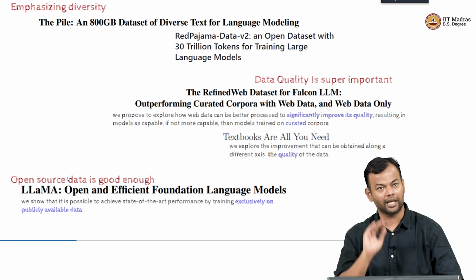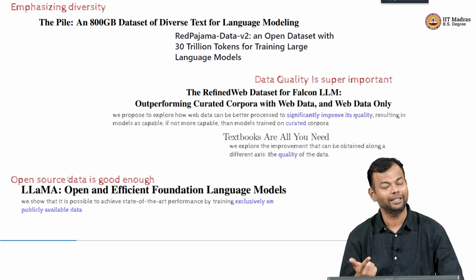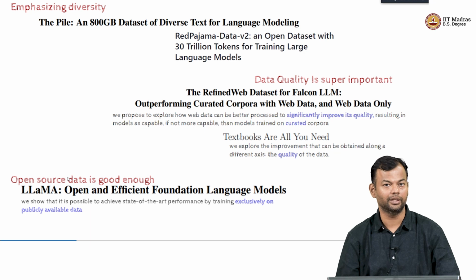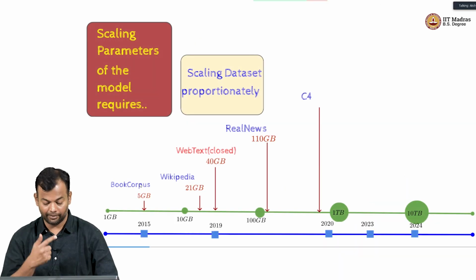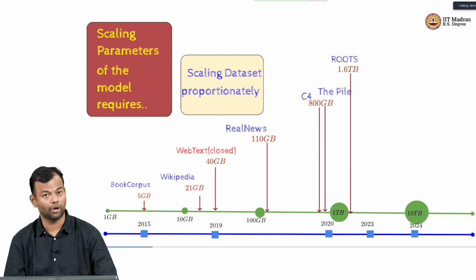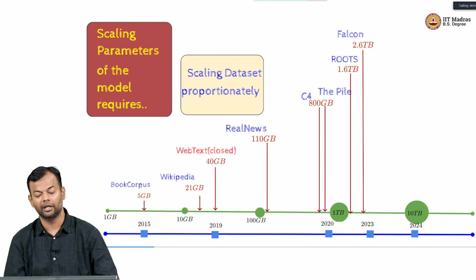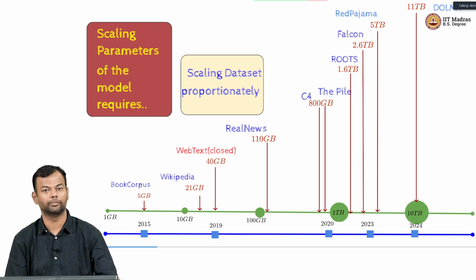But what is currently clearly accepted is that the scale of data is important. The quality of the data is also important, and the diversity of the data is also important. You cannot just keep focusing on scale, right? And beyond 2020, more data sets have come out. As I said, the Pile data set, which was 800 GB, then the ROOTS corpus, which is from the BigScience team, Falcon, which was 2.6 TB, then RedPajama 5 TB, and so on, right? Now latest is Dolma from AI2, which is 11 TB, right?